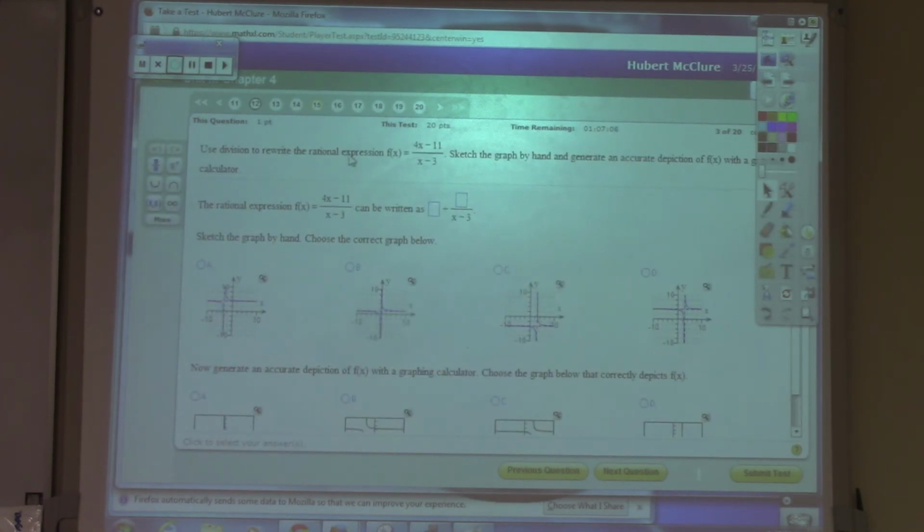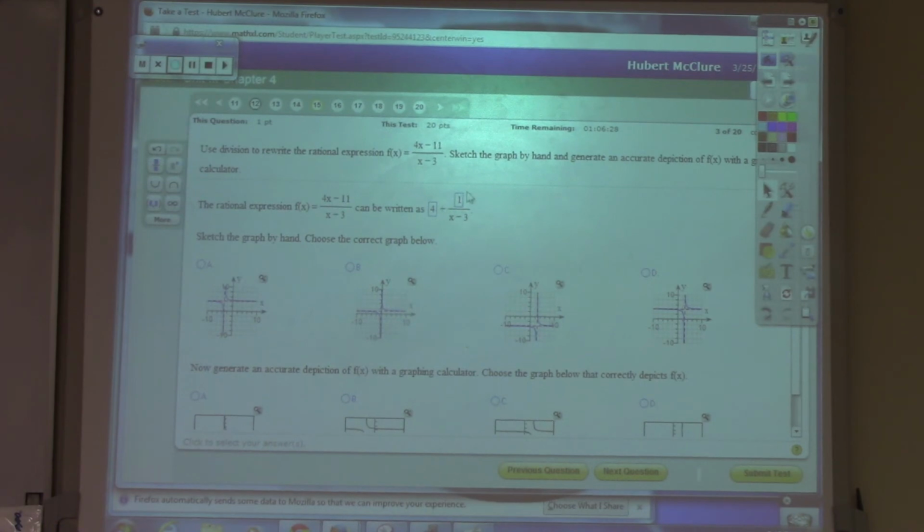Use division to rewrite the rational expression. Sketch the graph by, okay, x will go into 4x 4 times. And that'll leave 4x and 12, and then this will be the remainder right here. So this will be 4, and then the remainder: 4 times x is 4x, 4 times -3 is -12, but you always subtract, so that would make a -12 a +12, so that would be 1. You got to use long division there. And then sketch the graph.